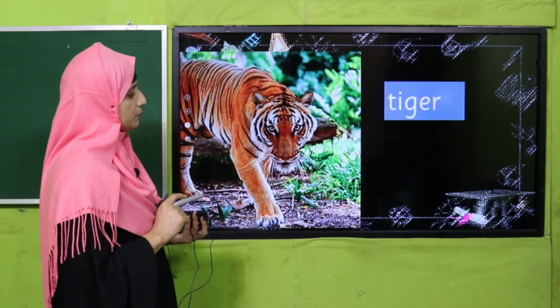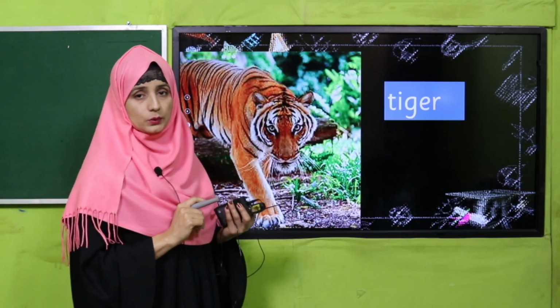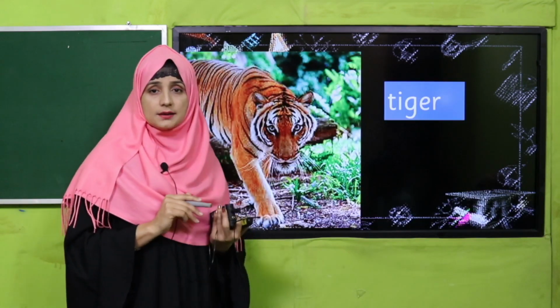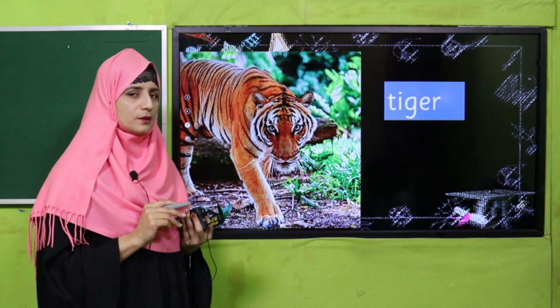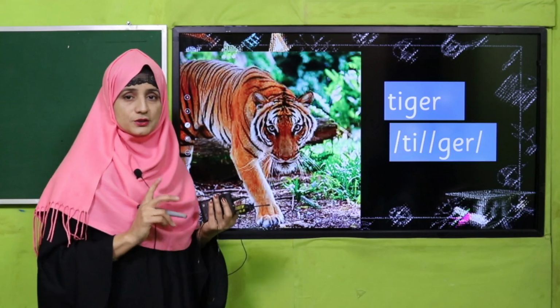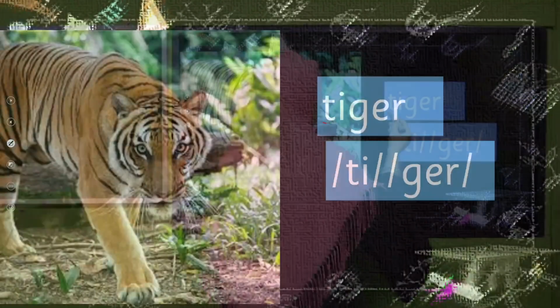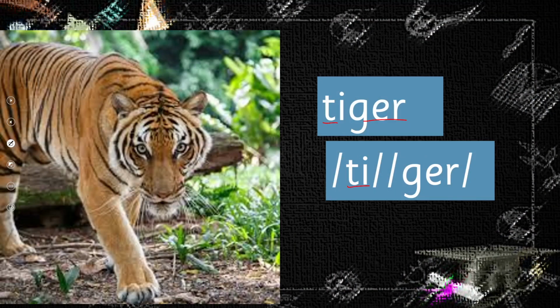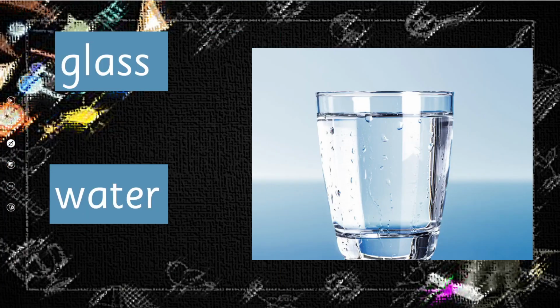Next, tiger. What is this word? Tiger. What do you think? How many syllables will there be? Okay, let's see. Yes, 2 syllables. Ti-ger. Have you got it? Next, glass.